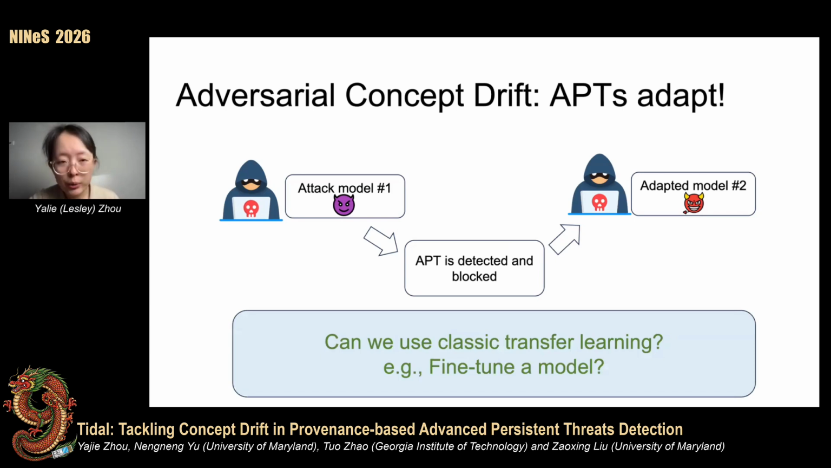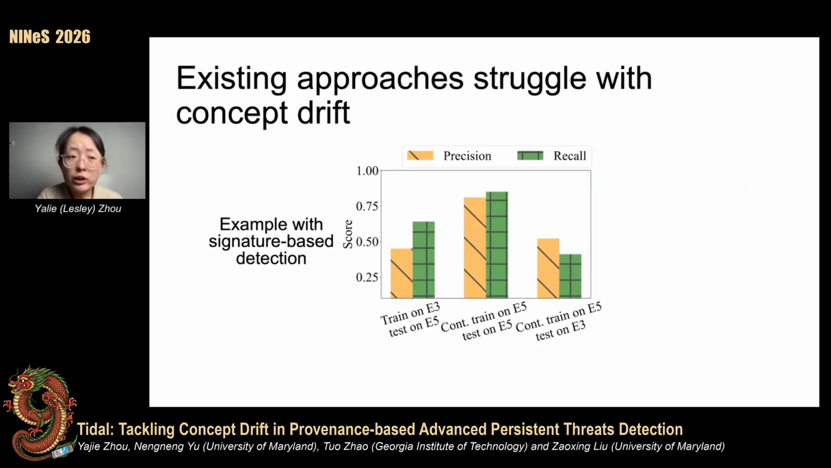Concept drift is not a new issue, of course. It has already happened in machine learning and even in the networking field. People use a classical technique called transfer learning to address the concept drift issue. One classical way is to fine-tune a model on the drifted or newer data to get better detection. However, we tested existing approaches with traditional concept drift solutions like fine-tuning, and we found that they still struggle with the concept drift issue.